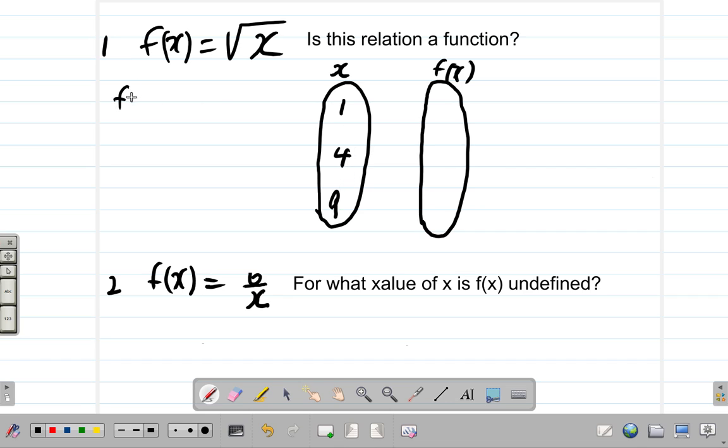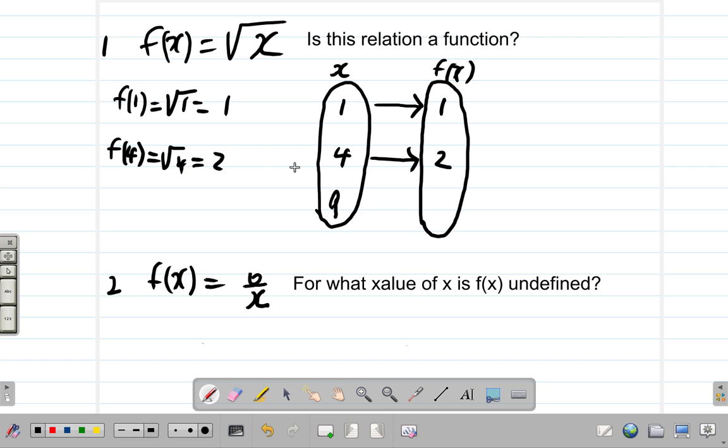and I say f of 1 is equal to the square root of 1. Square root of 1 is 1, so I map 1 onto 1. What about f of 4? F of 4 is the square root of 4, which is 2. So 4 is mapped to 2, and f of 9 is equal to the square root of 9, which is 3. So 9 is mapped onto 3.